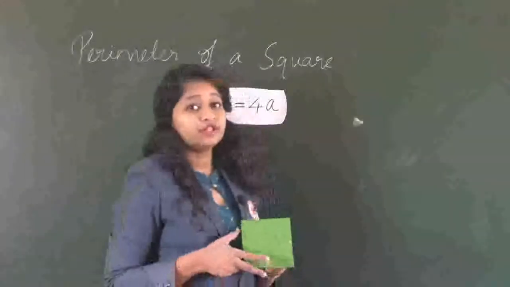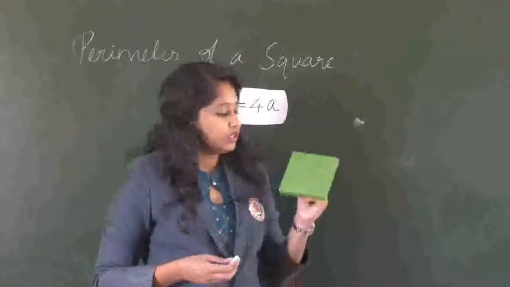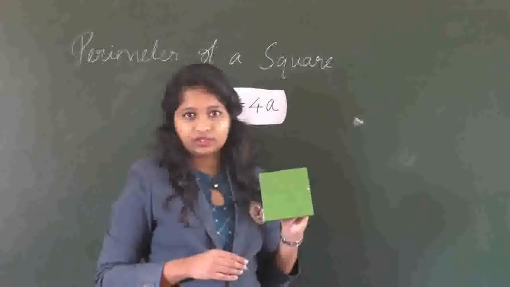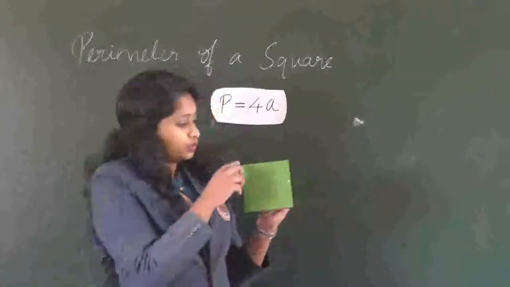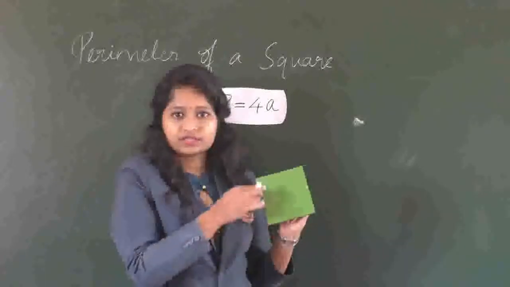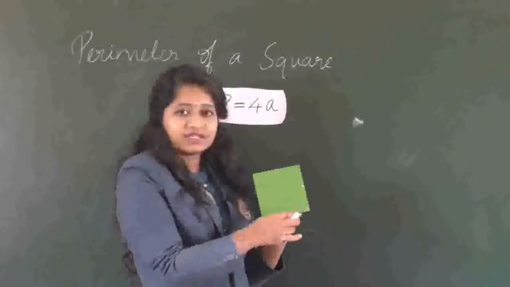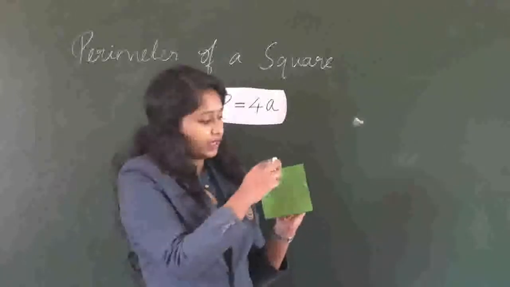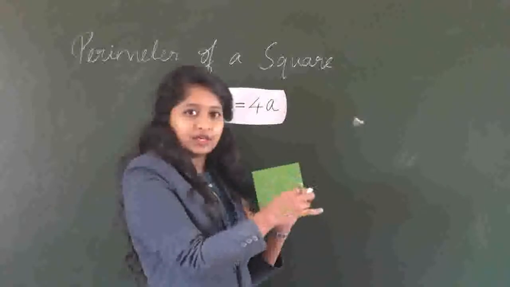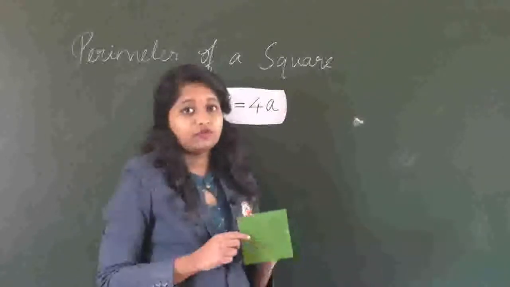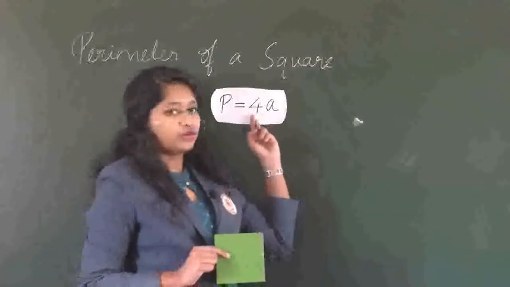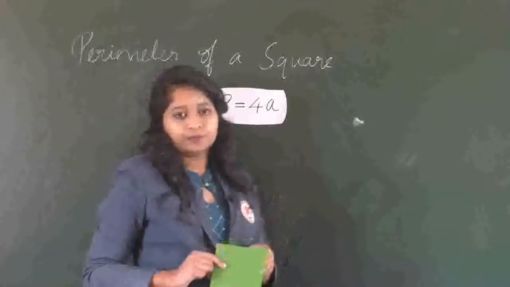Next, let's learn the perimeter of a square. In a square, all 4 sides are equal, isn't it? So to find the perimeter, we should add all the sides. Since all the sides are equal, if one of the sides is A, then it is A plus A plus A plus A. It is 4A. So the perimeter of a square is 4 into A.